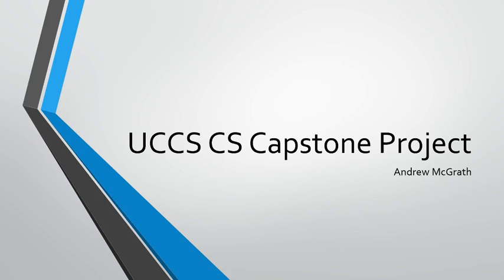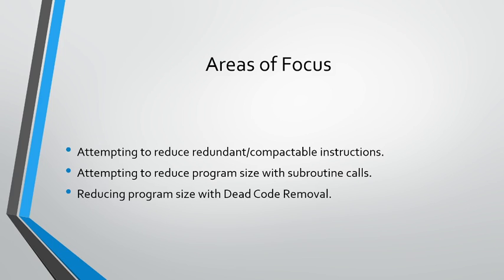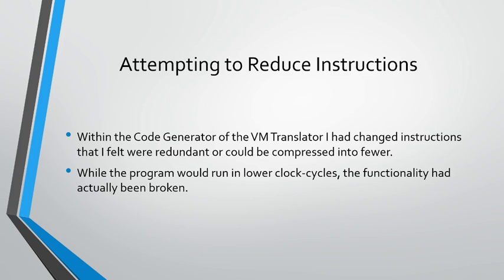Today I'll be presenting the optimizations I made to the VM translator for my CS Capstone project. The areas of focus I will talk about are attempting to reduce the redundant compactable instructions, attempting to reduce the program size by using subroutine calls, and reducing the program size with the process of dead code removal.